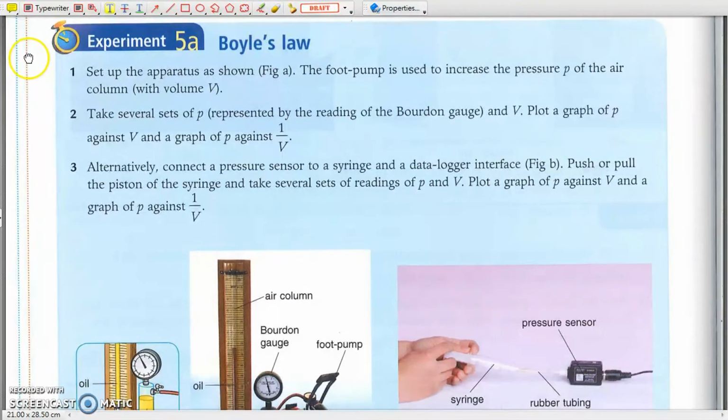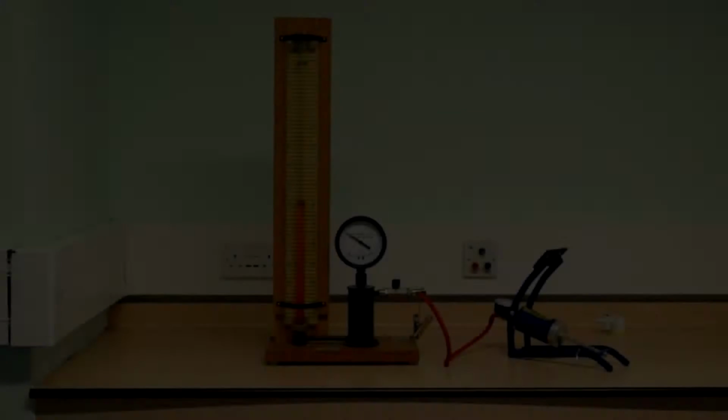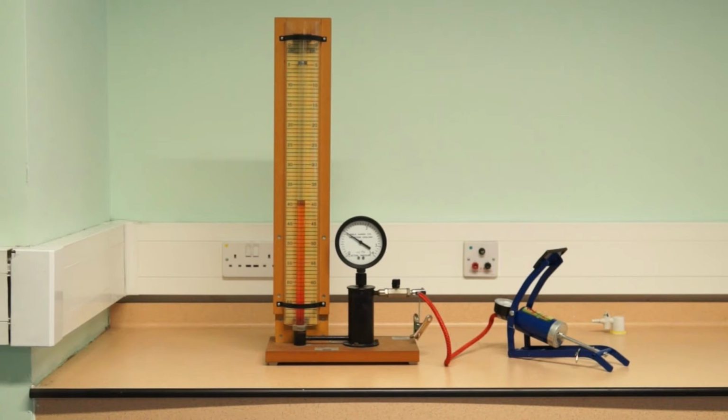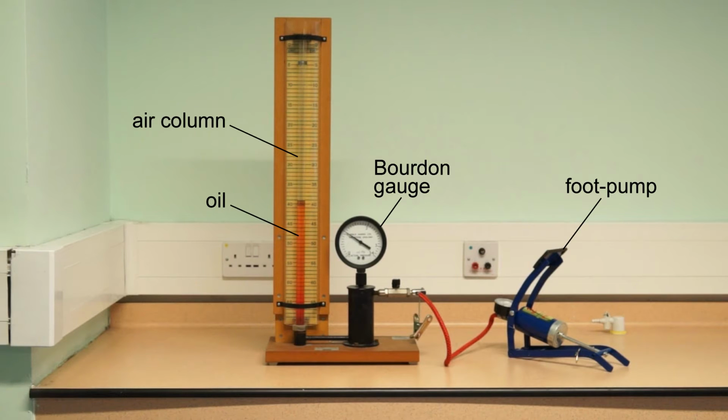Experiment 5A. Boyle's law. We will use this setup to investigate the relationship between the pressure and the volume of a fixed mass of gas at a constant temperature.